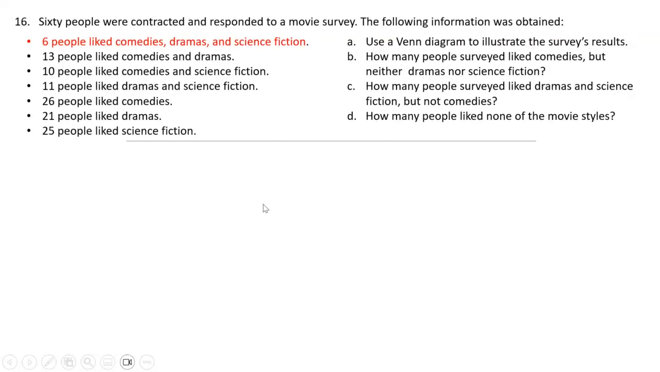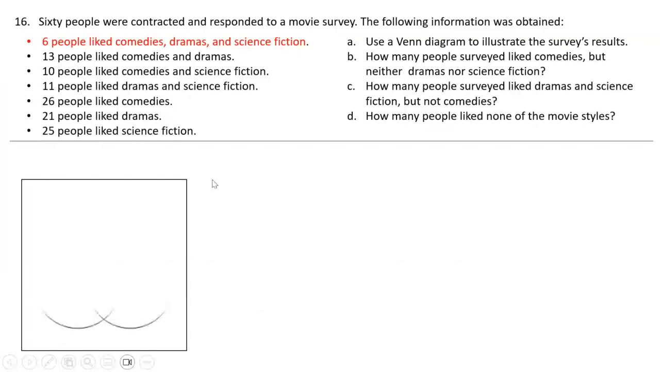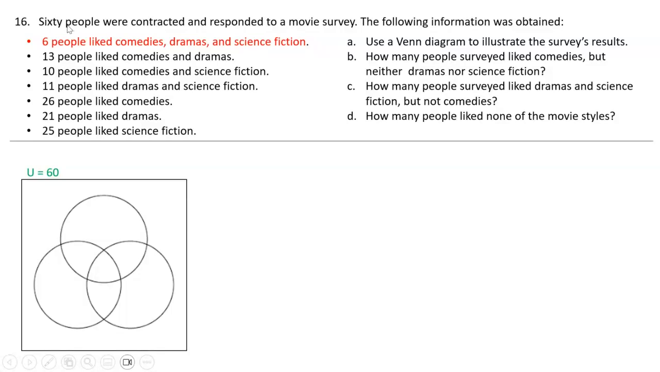Draw a Venn diagram. Okay, so let's draw it then. We're going to put 3 circles, or 3 sets, for comedies, dramas, and science fiction. I'm going to let comedies be the first one. This is my universal set because there are 60 total. So let C be comedies, let D be dramas, and let S be science fiction. Now here's where we start. I put it in red because that's where you start to get the Venn diagram correctly.